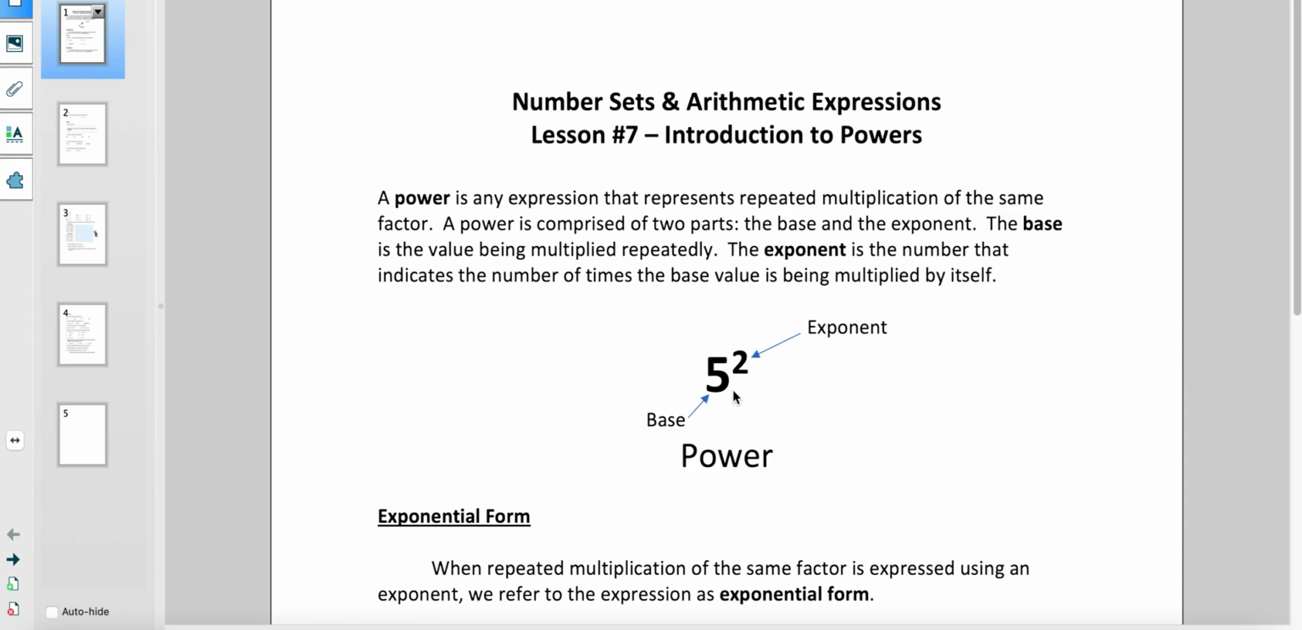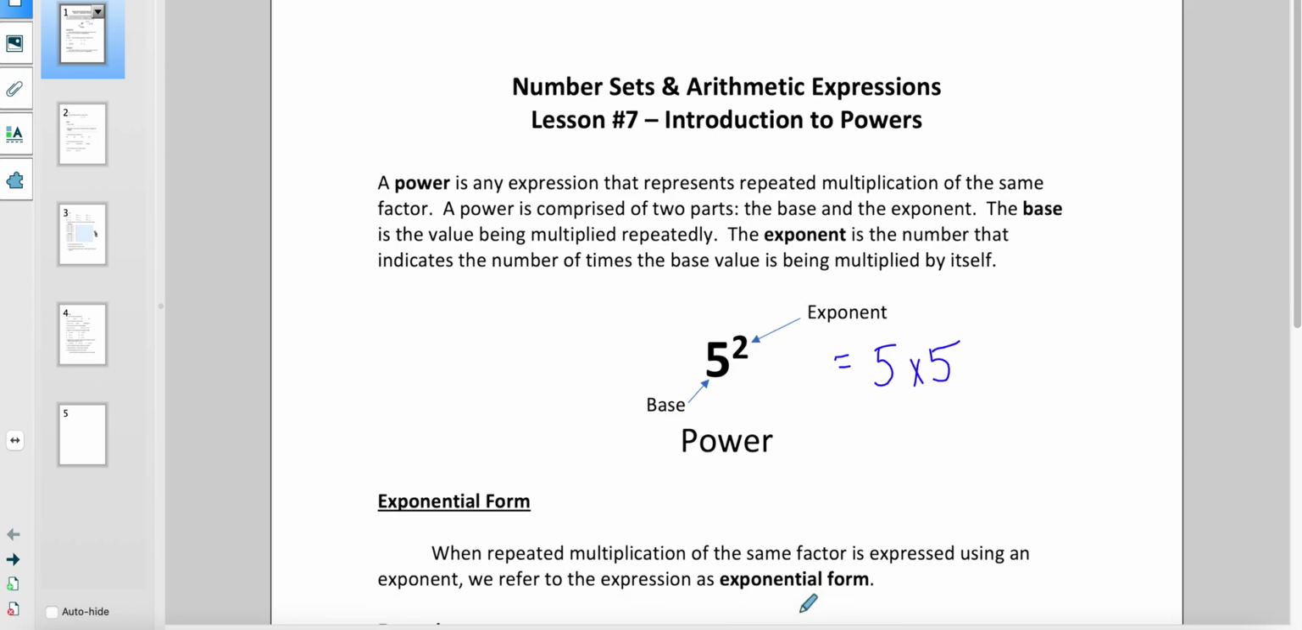So in this example here, we read 5 to the power of 2. 5 is your base and 2 is your exponent. And that means that we have a base of 5, and it's going to be times by itself, or repeated multiplication, 2 times. So we would go 5 times 5. The base of 5 being multiplied by itself twice. That's what the exponent 2 tells you. Okay?